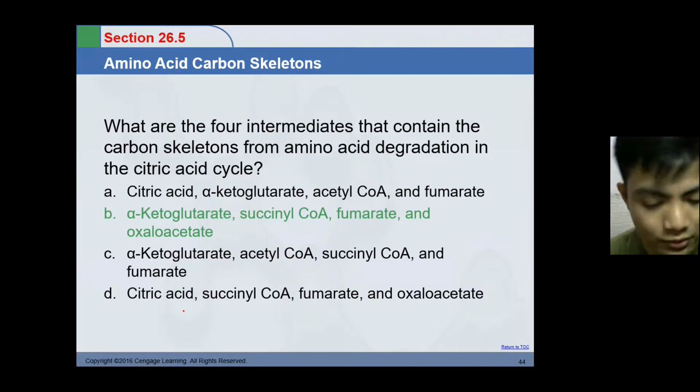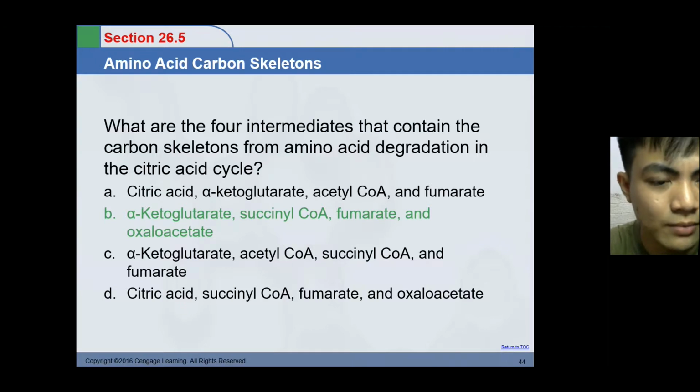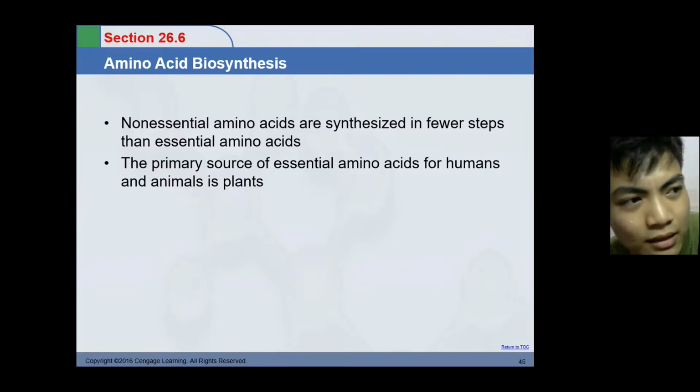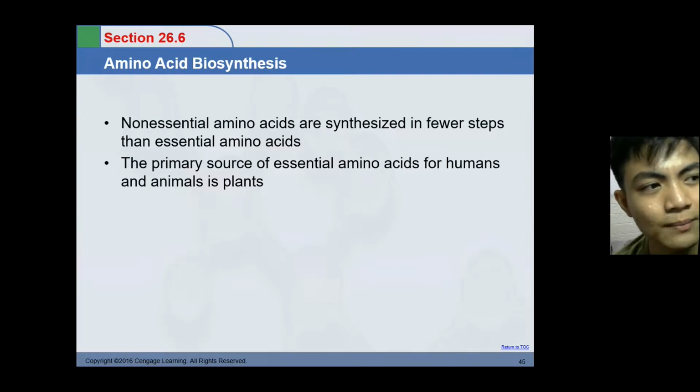Okay? So, ngayon, let's talk about the biosynthesis of amino acid. We already had an idea about it, no? And remember, pwede sila magawa via transamination and oxidative deamination process. Okay? But keep in mind that there are some non-essential amino acids, no, that can be synthesized in fewer steps than essential amino acids. Okay?